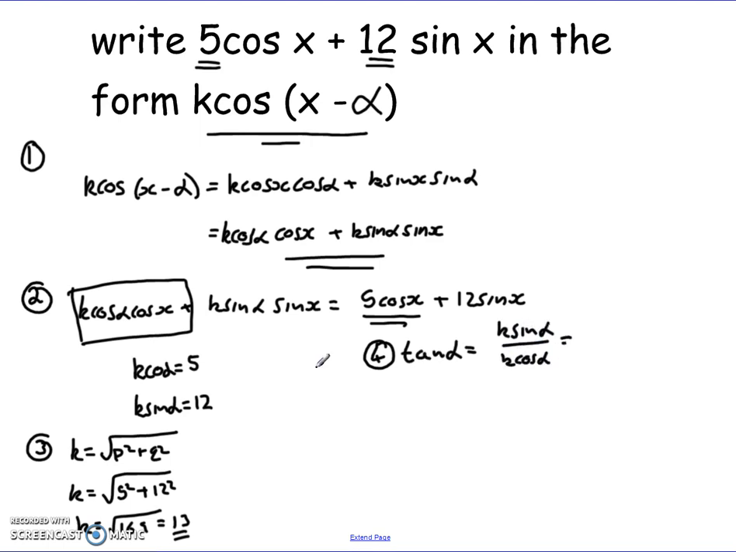I know what K sin alpha is, it's 12. I know what K cos alpha is, it's 5. So it's going to equal 12 over 5. Now this is where a key trick has to come into play. Our value for alpha can be anywhere between 0 and 360 degrees.